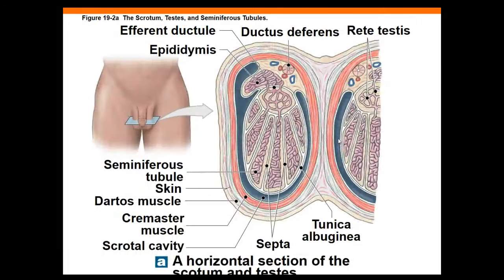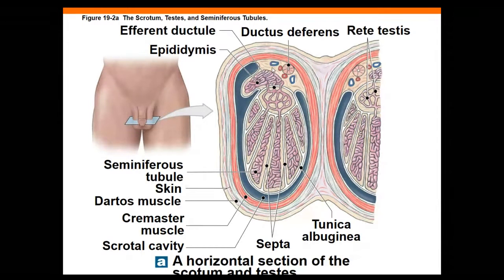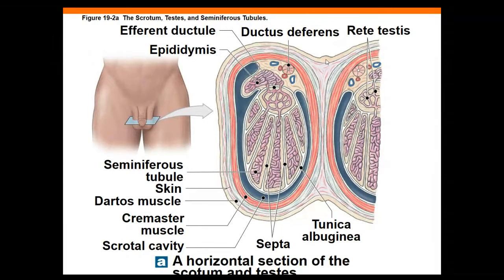So here you can see a horizontal section through the scrotum and the testis. Now you can see the skin. Again, it's a very thin layer of skin there. You see your dartos muscle and the cremaster muscle, and then the cavity, and then the tunica albuginea is what actually surrounds it with those lobules. Now, it's only showing 5 or 6 lobules there, but keep in mind that there would be about 250 of these little lobules within the testis.